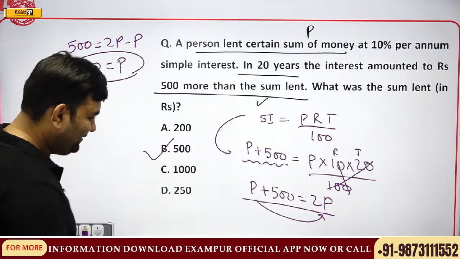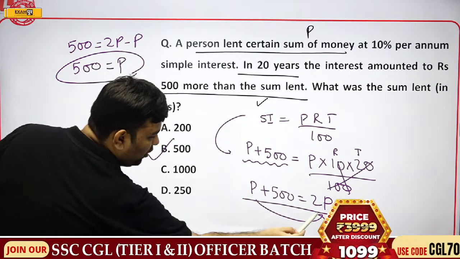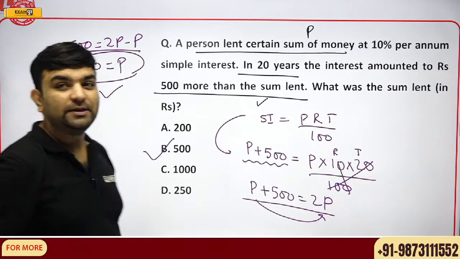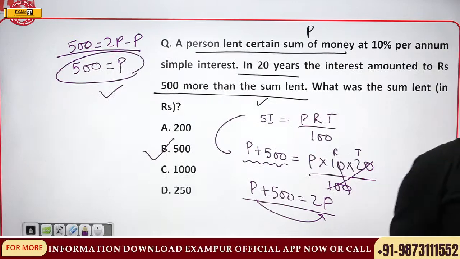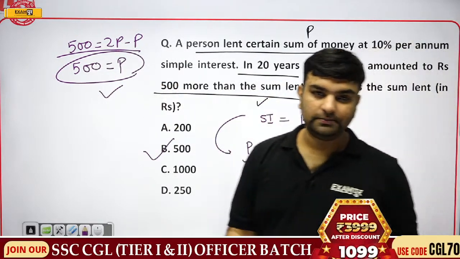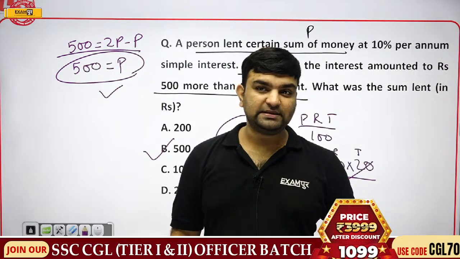So just take this P over there. So 500 is equal to P. They are asking the principal only. So 500 rupees is the answer. Most of you have done it wrong. However, it was a basic problem.